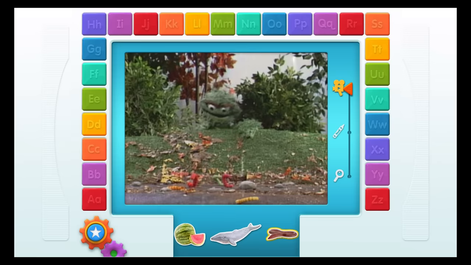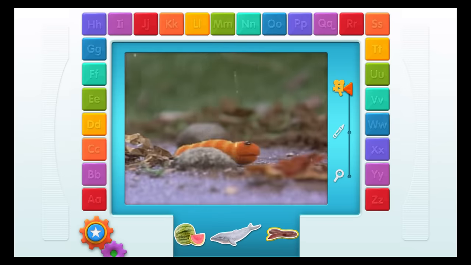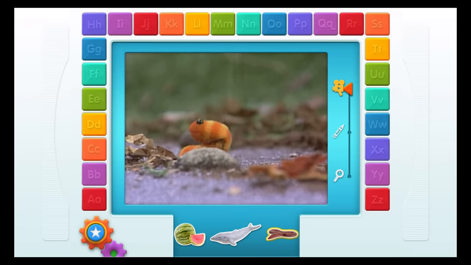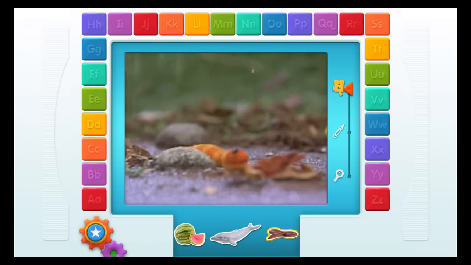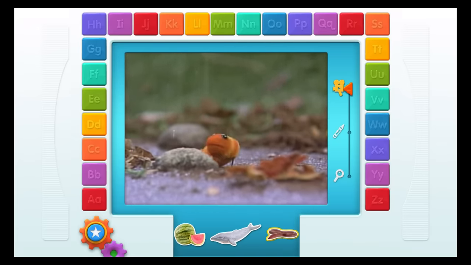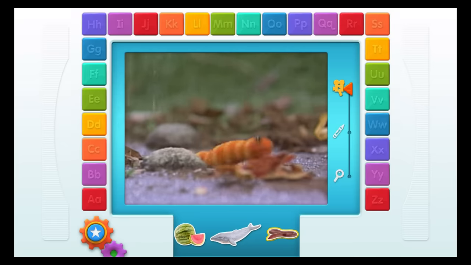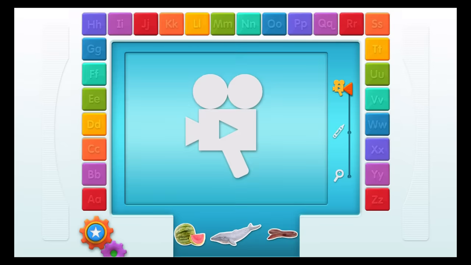It was just me and nature. And then I saw a little baby worm all by himself. I'll never forget it. He was having a great time playing in the mud. W. Worm. Touch something else.